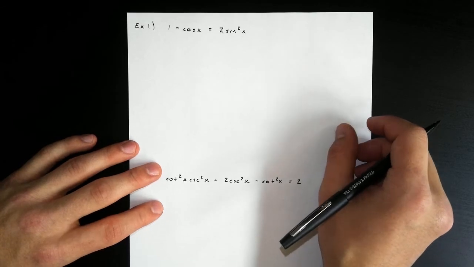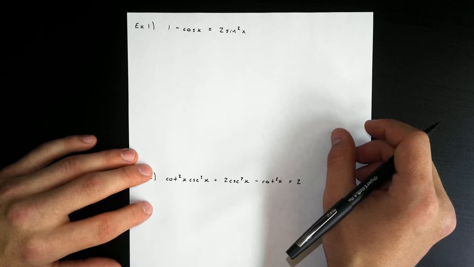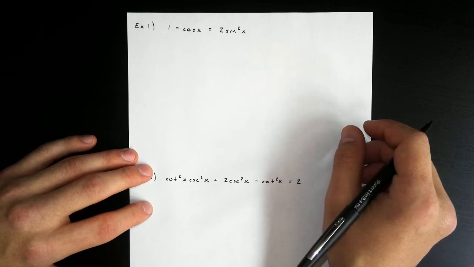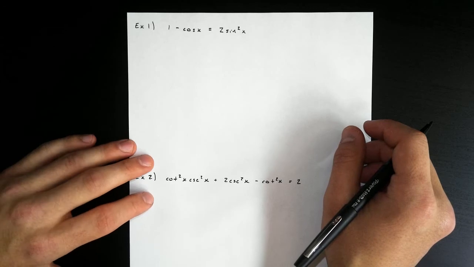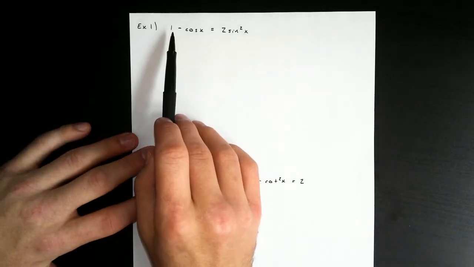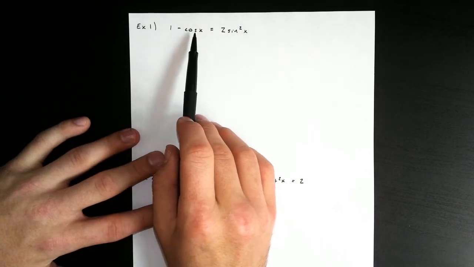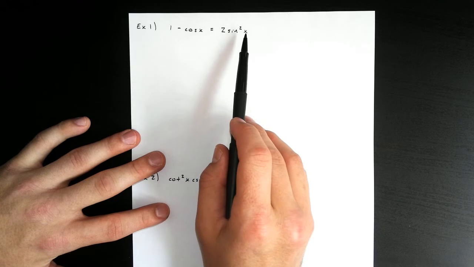As we saw before, sometimes some of our other algebraic methods help us out, like factoring, and then we can use the zero product property. But sometimes we won't be able to factor. So for example, my first question here, I have 1 minus the cosine of x is equal to 2 times the sine squared of x.